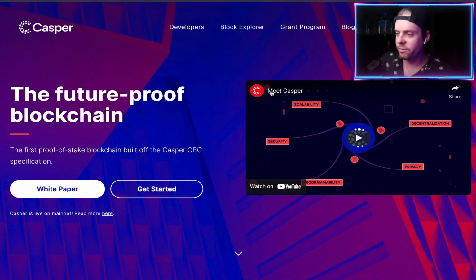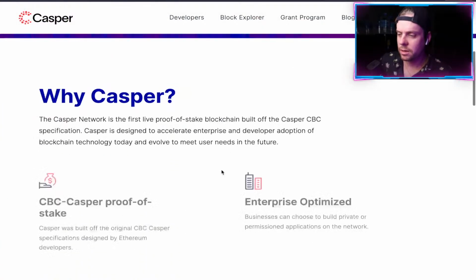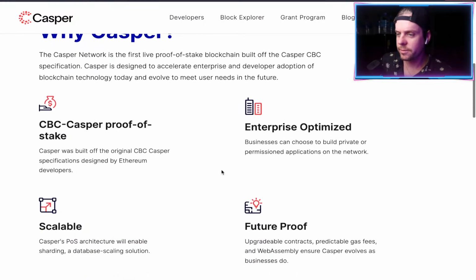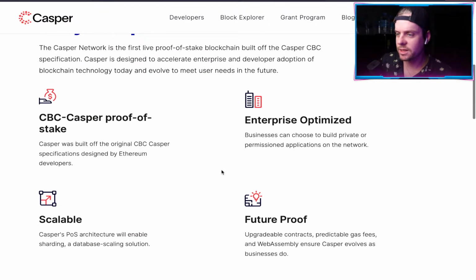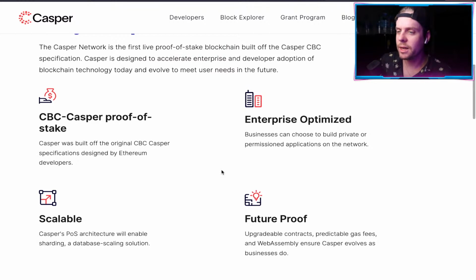The future-proof blockchain, the first proof-of-stake blockchain built off the Casper CBC specification. Why Casper? Casper is designed to accelerate enterprise and developer adoption of blockchain technology today, and it evolved to meet user needs of the future.